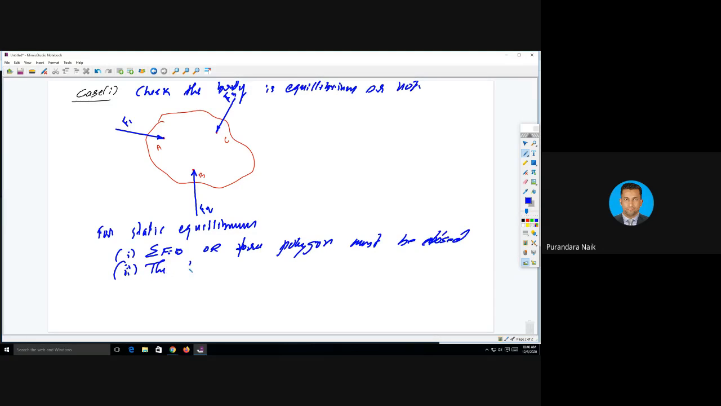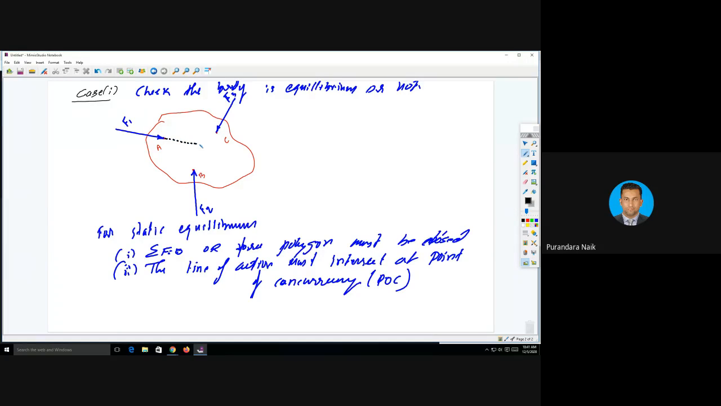The line of action must intersect at the point of concurrency, POC. First, let us check whether the forces are acting on the same point, or meeting at a point of concurrency. How to do it?